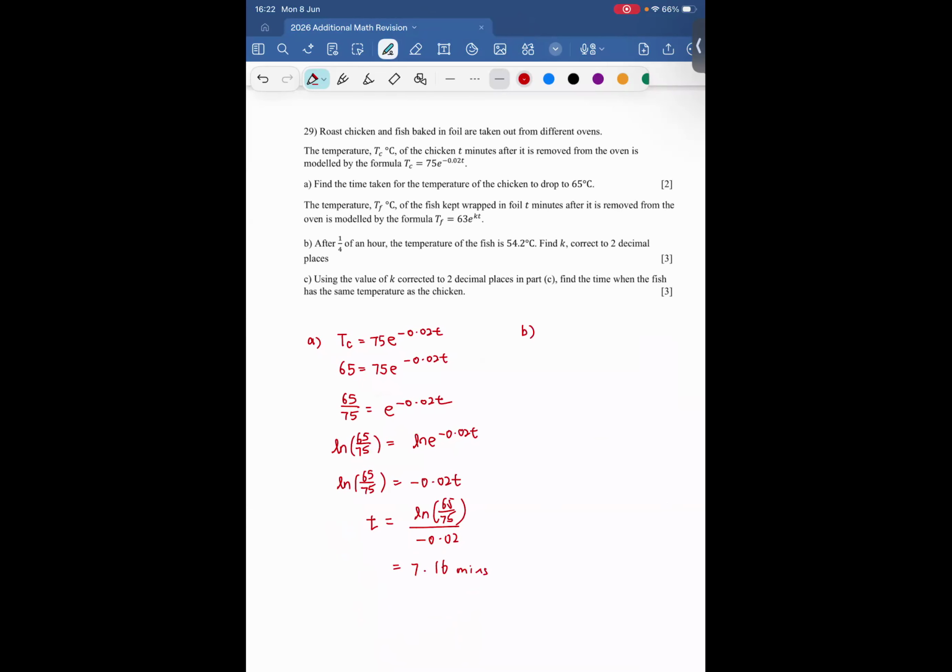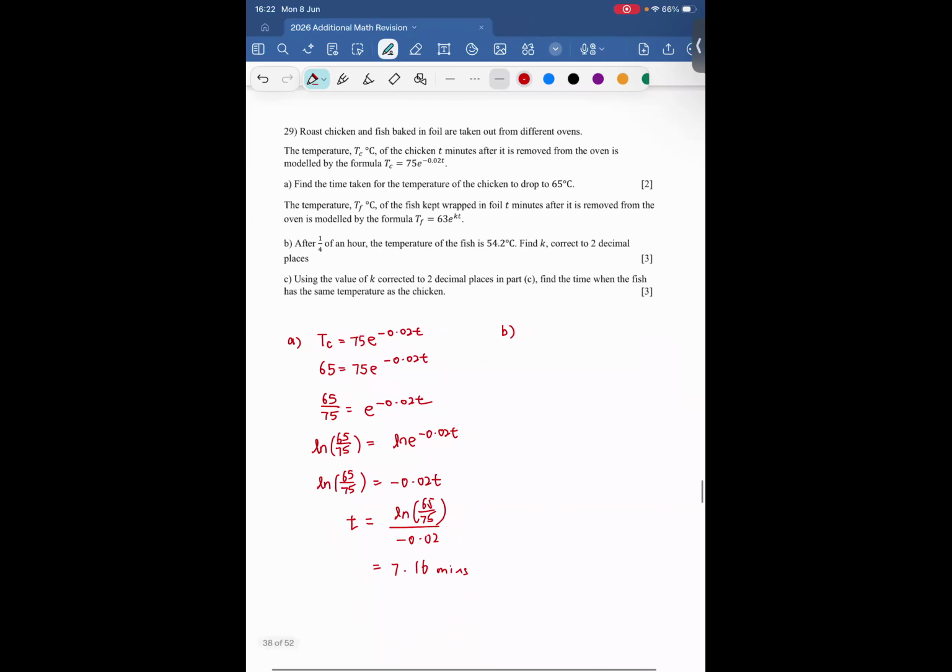Okay, next part B. The temperature of the fish kept in the 40 minutes after it removed is modeled by this. After 1/4 of an hour, the temperature is this. Find K correct to 2 decimal places. So remember, take a look. T is minutes. This is 1/4 of an hour. So the fish temperature is equals to this formula.